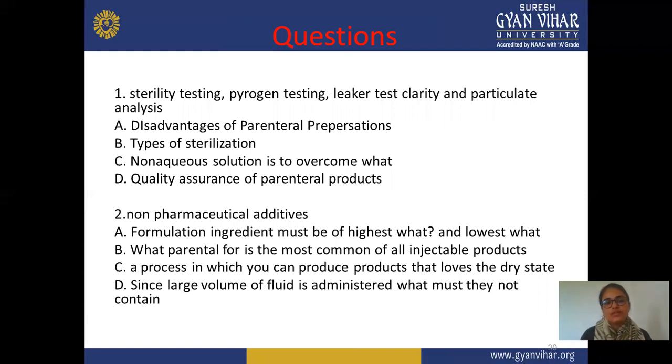In this, option A is disadvantages of parenteral preparations. Next is the type of sterilization. C is, a non-aqueous solution is to overcome what? Next, D is quality assurance of the parenteral product. So these are the 4 options.